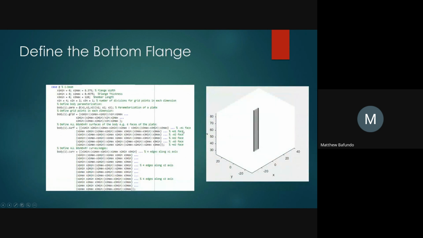Moving on to our parameterization. I defined the bottom flange. We have here the limits of 0 to 8.375, which is the width of the flange, and 0 to almost 1 inch, which is the flange thickness. The member length I defined as 10 feet, so 10 times 12 is 120. And this is what you get if you plot just the bottom flange.